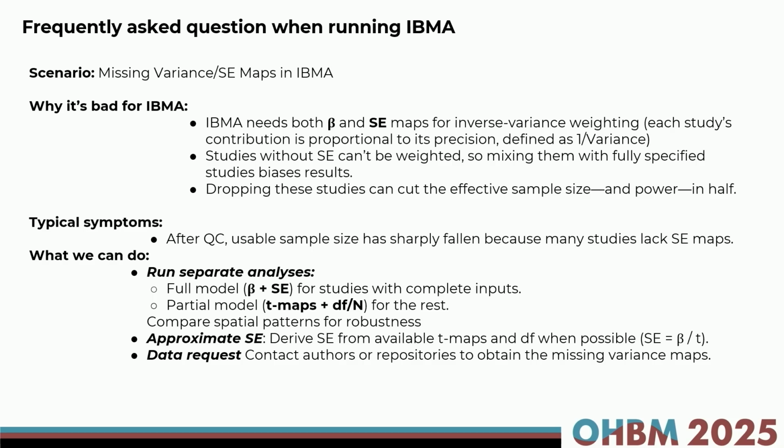So in this case, firstly, we can run separate analyses. We can run the full model, which includes both beta and standard error, for studies with complete inputs, and we can run partial models, which use T-maps and degrees of freedom or sample size n, for the rest, and we compare the spatial patterns for robustness. Or we can approximate standard error from the available T-maps and degrees of freedom when possible. Or we can just request more data by contacting authors or repositories to obtain the missing variance maps.